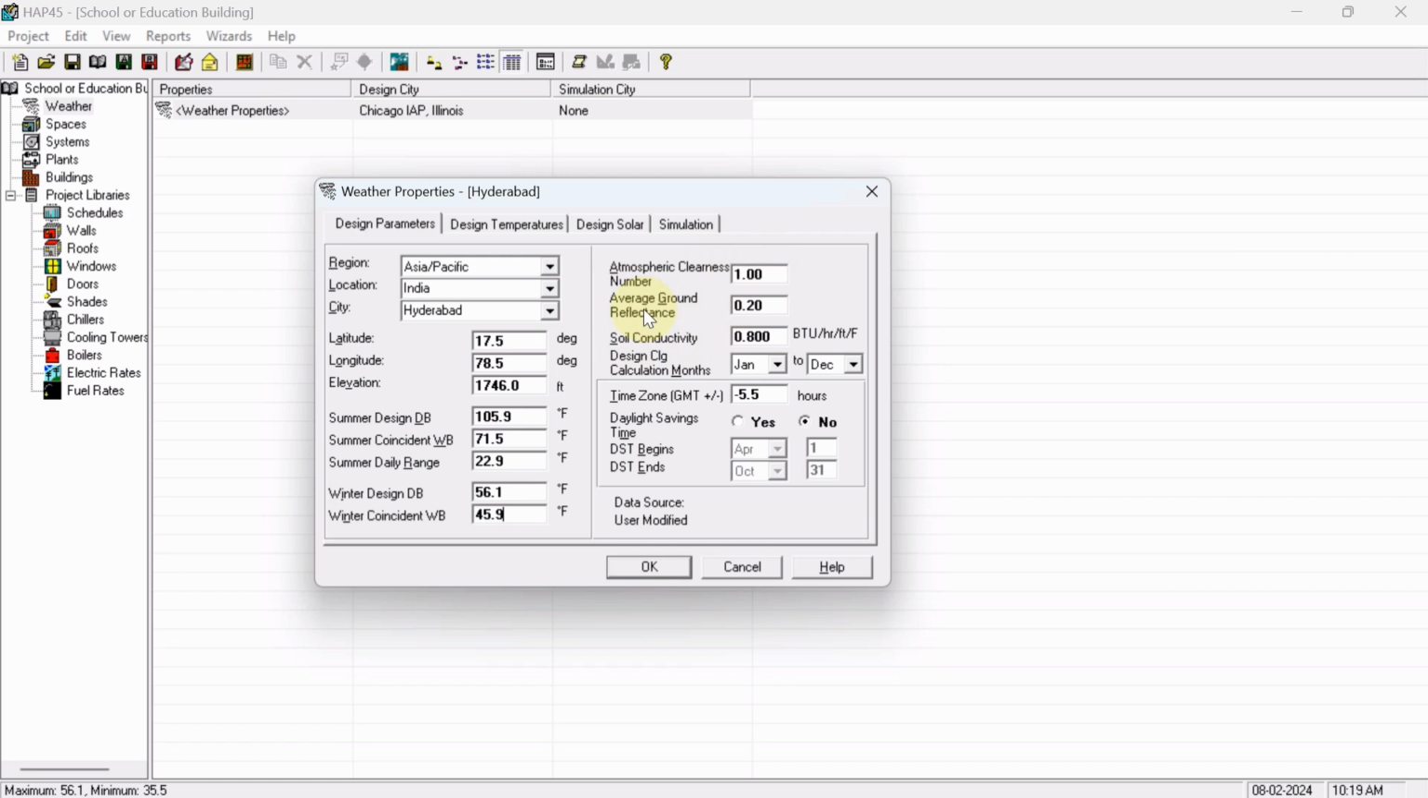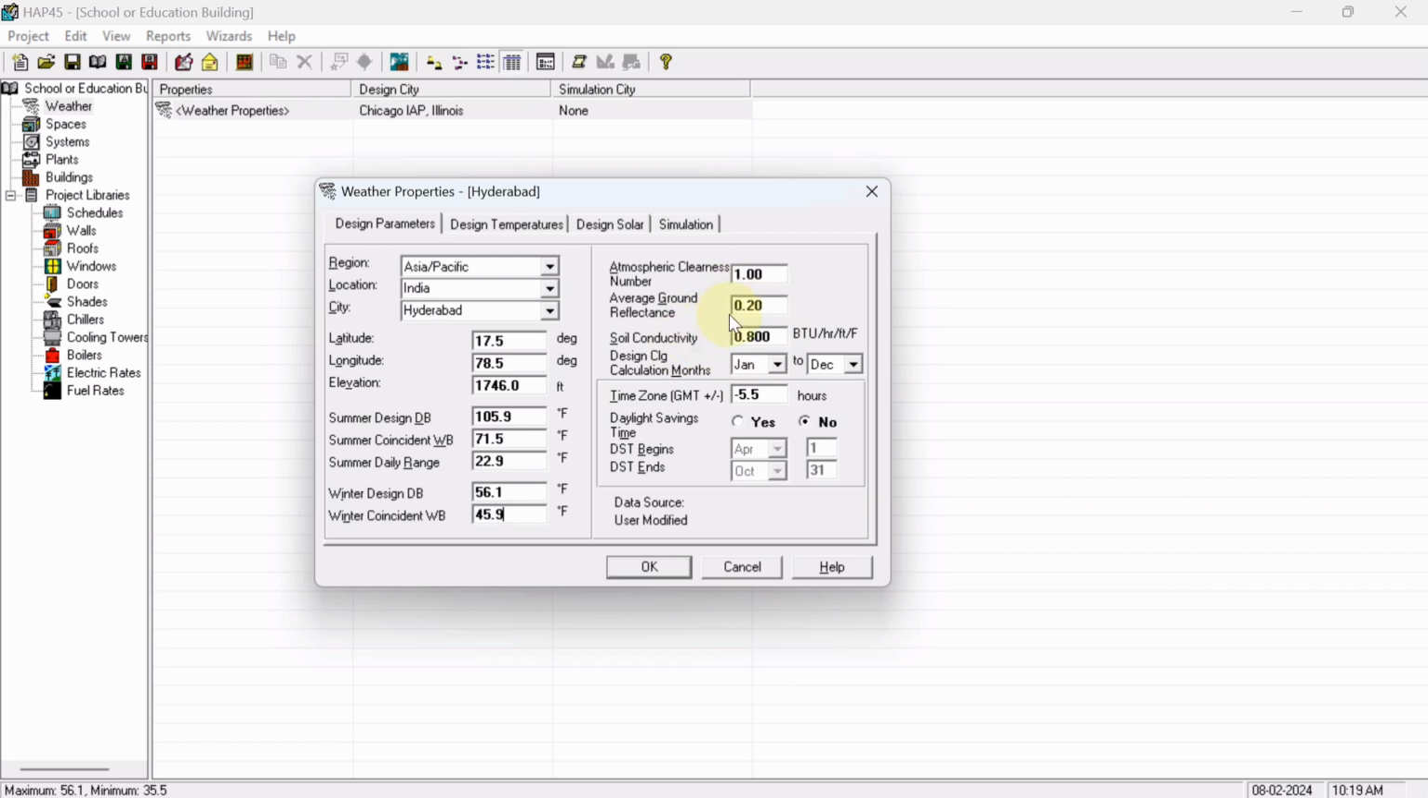Now the next one is average ground reflectance. By default HAP will give us 20%. So what is average ground reflectance? It refers to the average fraction of solar radiation that is reflected off the earth's surface at a specific location. This ground reflectance value varies depending on several factors, including the type of surface, for example grass, soil, water, pavement, surface roughness, moisture content, etc.